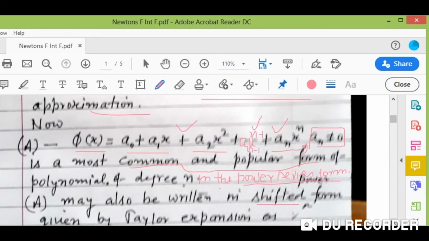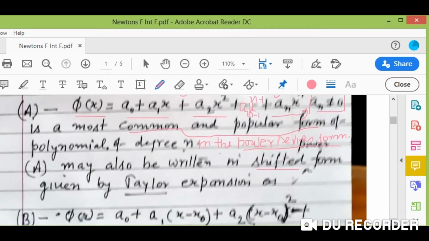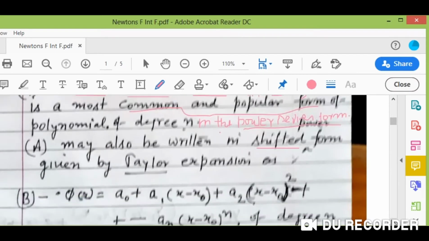If you remember the discussion in various literatures while studying the concept of the power series, we have already discussed Taylor's theorem, the Taylor expansion. Taylor has suggested the shifted power form of the same polynomial. This is the simplest, very popular form of the polynomial in the form of power series.